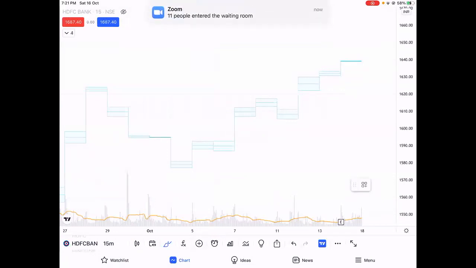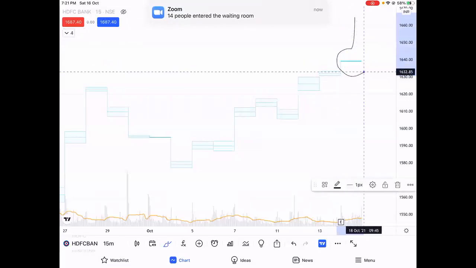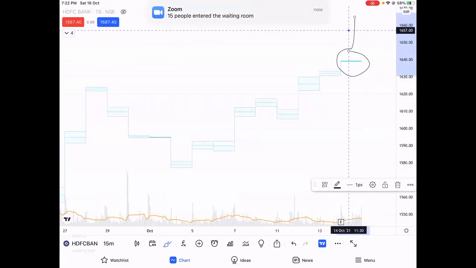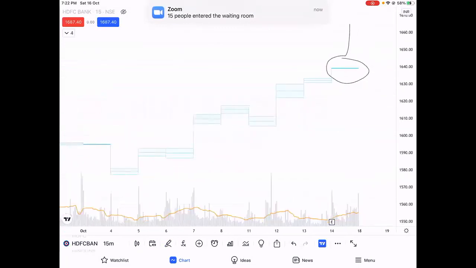Basically there are two types across which the entire concept of CPR revolves. First is what you call the narrow CPR. Second is what we call wide CPR. Now understand one thing. What is a narrow CPR? Let's see here. Currently, if I mark this particular thing, this is a form of narrow CPR.